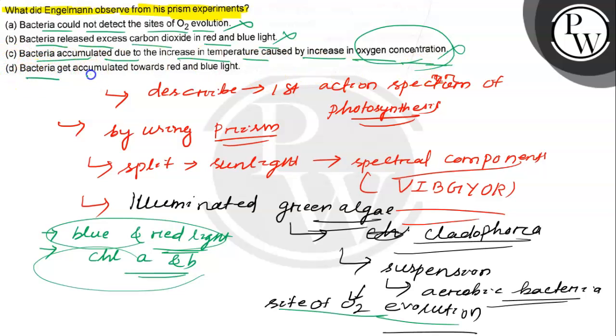Then the last one says that bacteria get accumulated towards the red and blue light. So this one is correct, as I discussed here. Bacteria get accumulated towards the red and blue light. Option D is correct. I hope you understood it. Best of luck.